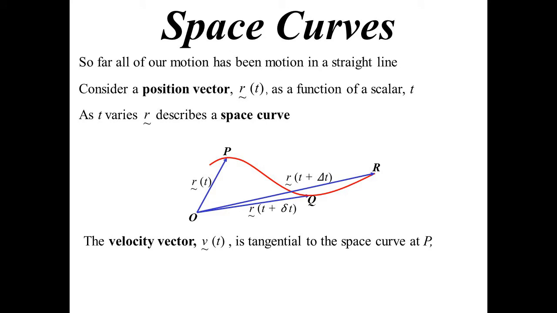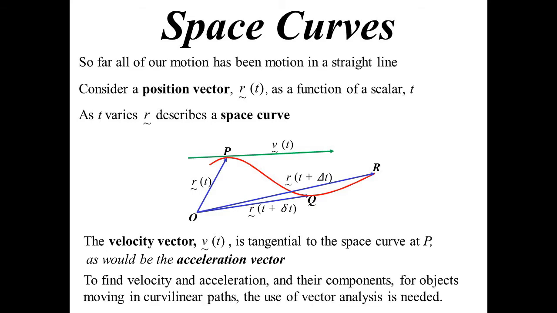So the velocity vector at any point in time will be a tangent to the curve at that particular point. So at time t, it will be whatever the tangent is at point P. So I've put it there. There's a velocity vector. It's also going to be some function of t, because as time changes, then obviously the tangent will change as well. That would be the same for an acceleration vector as well. And the acceleration vector would go in the same direction or the opposite direction, depending on what's happening, as the velocity vector. So to find velocity and acceleration and all their components, vector analysis is what we use.